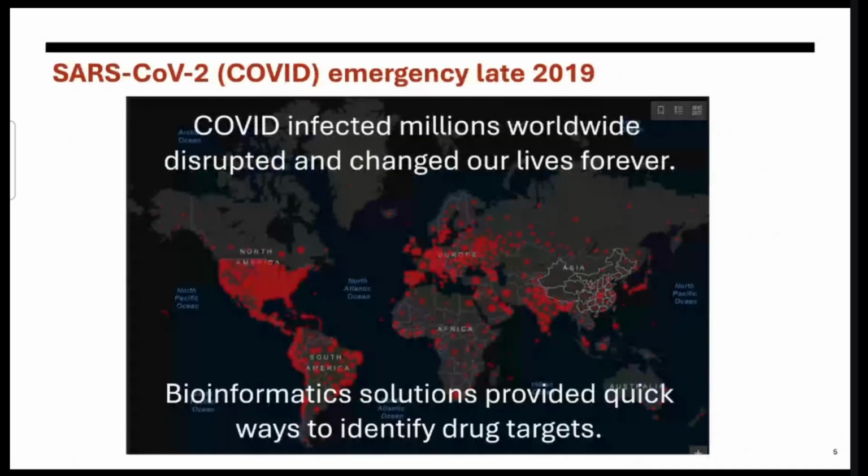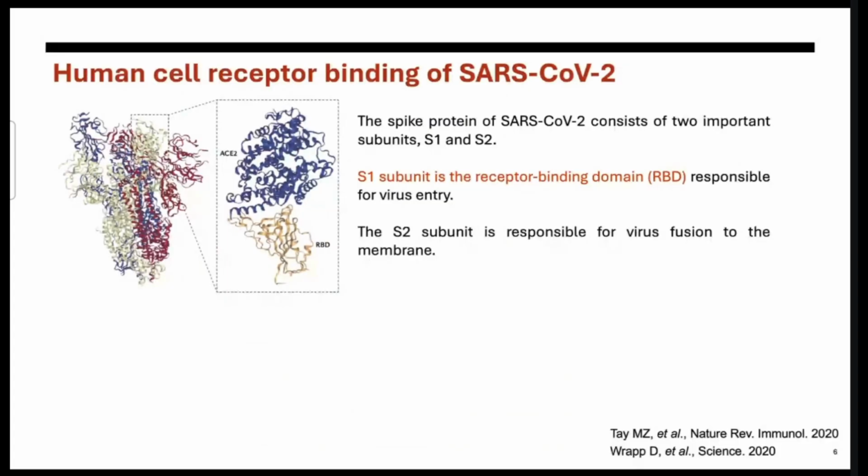So yeah, bioinformatics helped a lot, and so let's look into it. One project which I did in 2020, where we were able to identify drug molecules and a specific target protein. So how does the SARS-CoV-2 bind to the human cell receptors? SARS-CoV-2 has this protein called spike, and it has two subunits, S1 and S2. The S1 subunit is the receptor binding domain, which is responsible for virus entry. And the S2 subunit is responsible for virus fusion to the membrane of host cells.